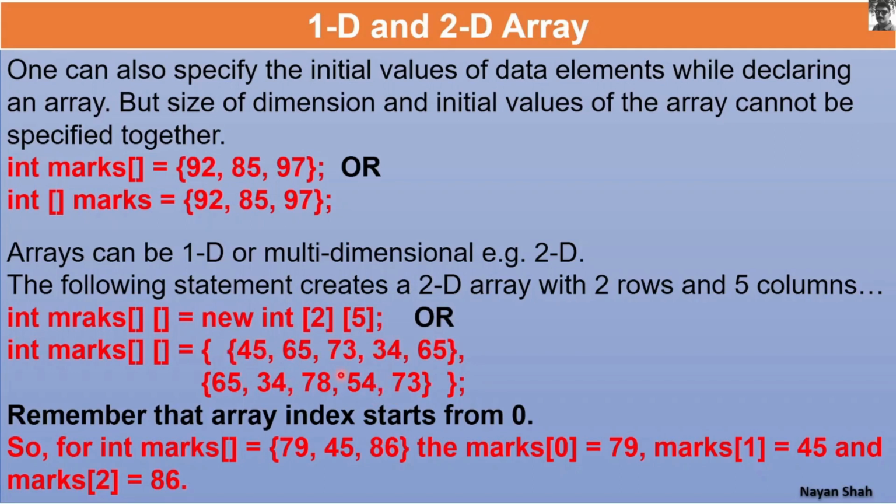So there are 2 ways you can create a one-dimensional or 2-dimensional array. One is either by specifying its size, that is like this, 2 and 5, or by specifying direct values. Remember that array index starts from 0, so for integer marks is equal to 79, 45, 86, the marks of 0 is 79, marks of 1 is 45, and marks of 2 is 86.